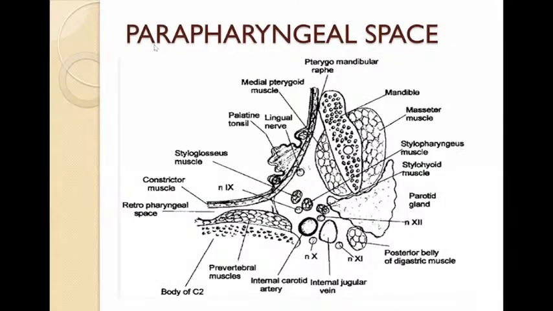All right. So here you can see part of the contents of the parapharyngeal space. You have cranial nerves 10, 11, and 12 as well. You have the stylopharyngeus muscle. You have parts of the parotid gland, usually the tail, within this space.